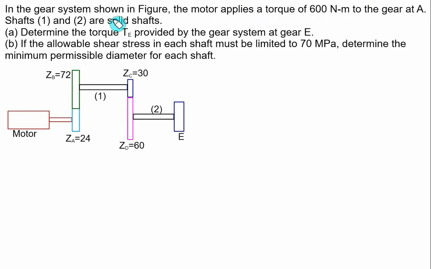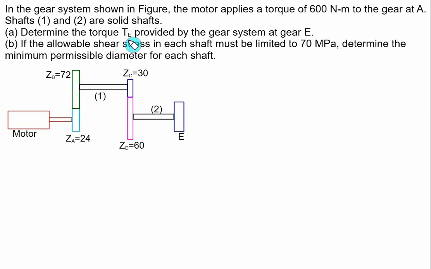In the gear system shown in the figure, the motor applies a torque of 600 Newton meter to the gear at A. This one is the motor shaft. Then we have gear A which meshes with gear B. Gear A has 24 teeth. Gear B has 72 teeth. Gear B and gear C are mounted on the same shaft. The number of teeth of gear C is equal to 30. Gear C meshes with D. Gear D has 60 teeth. D and E are on the same shaft. This one is called shaft 1 and this one is shaft 2.